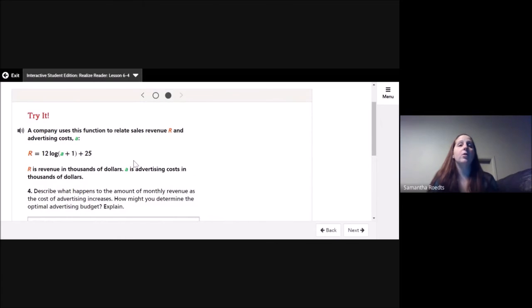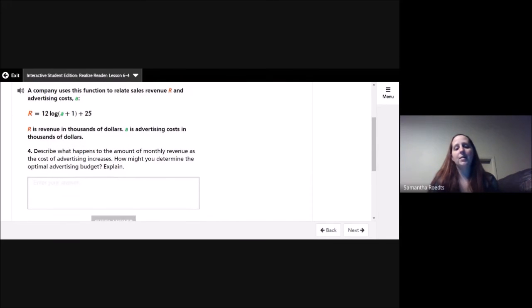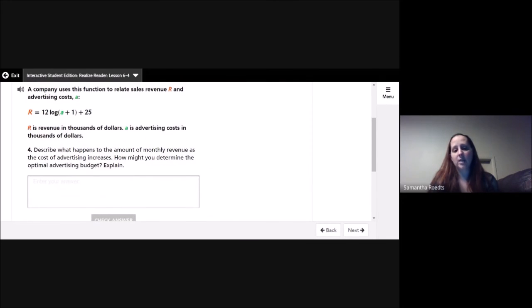Okay. But if A were known, it would be easier to use the original formula. So a company uses this function to relate sales revenue R and advertising costs A. R equals 12 log(A + 1) + 25, where R is revenue in thousands of dollars and A is the advertising cost. Describe what happens to the amount of monthly revenue as the cost of advertising increases. How might you determine the optimal advertising budget? Explain. So I want to know what happens to R when A goes up. And then how might I determine the optimal advertising budget?